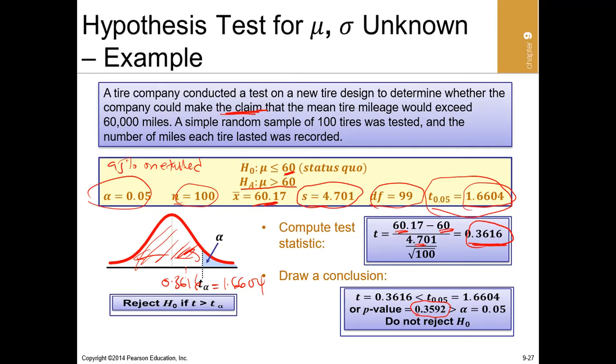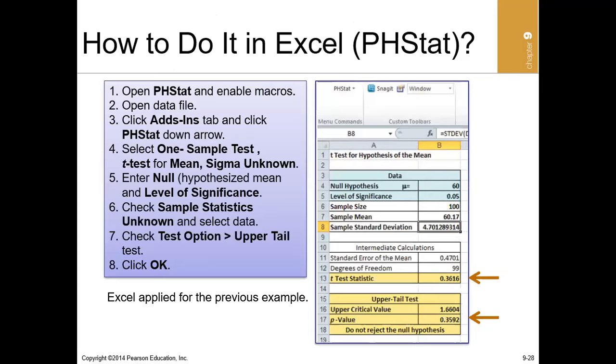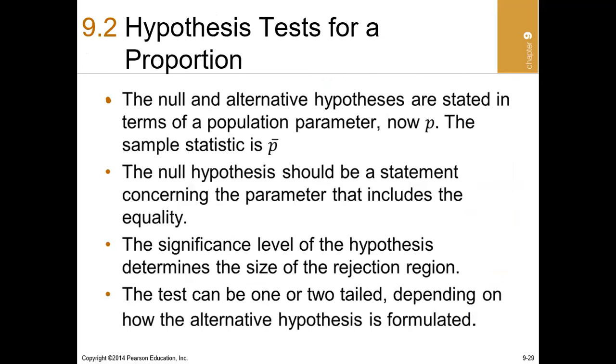Remember the rules I gave you: when the computed t is more than the critical t, we reject. But when the computed t is less than the critical t, we accept. But for the p, when the computed p is more than whatever significance level, we accept. But when the computed p is less than whatever significance level, we reject. As I said, the p is found using a function in Excel.